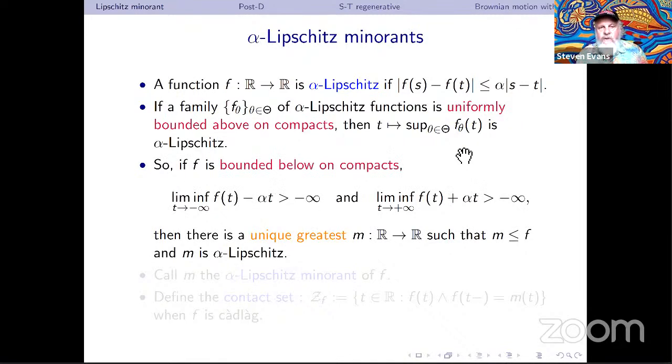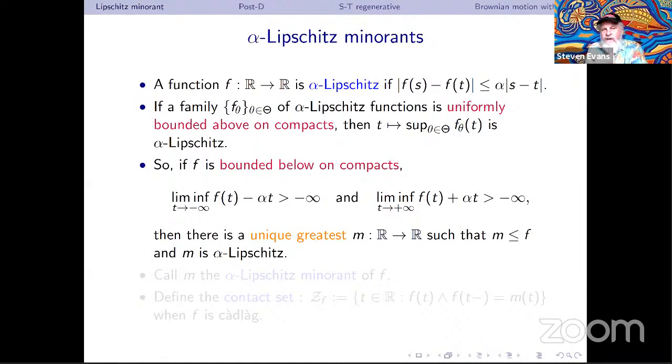And so a consequence of that is that if we have a function f that's bounded below on compacts and satisfies this growth condition at minus infinity and this growth condition at plus infinity, then there's going to be at least one alpha Lipschitz function that's less than f.